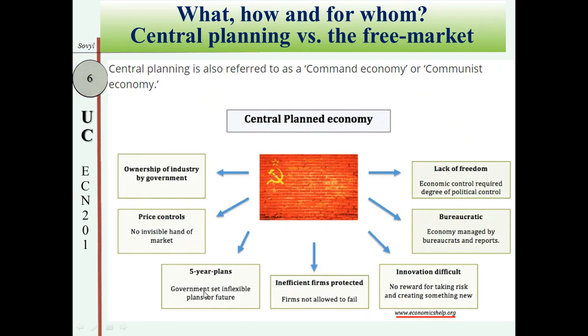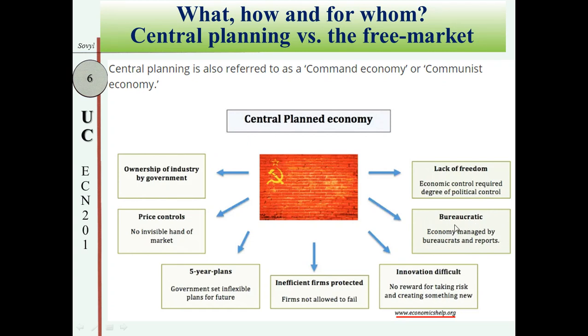Five-year plan. It depends normally on a five-year plan. They change the plan in five-year periods. Inefficient firms protected. Firms are not allowed to fail because all the firms belong to the government. That's why the government protects them. Those firms must not fail. Okay. Innovation is difficult because the firm is protected. Sometimes taking risk is not allowed. That's why if they want to find a new way to work or to produce, it's not easy to get.